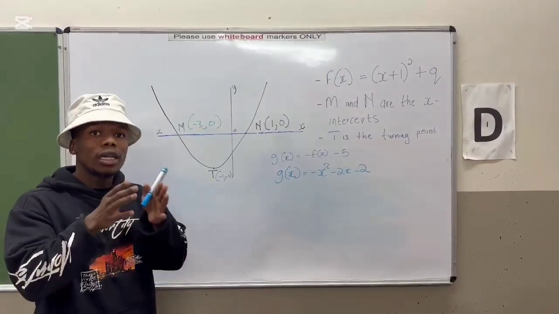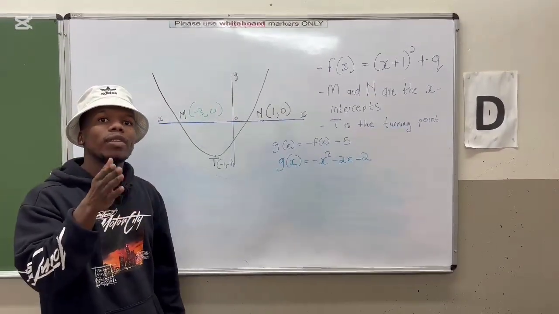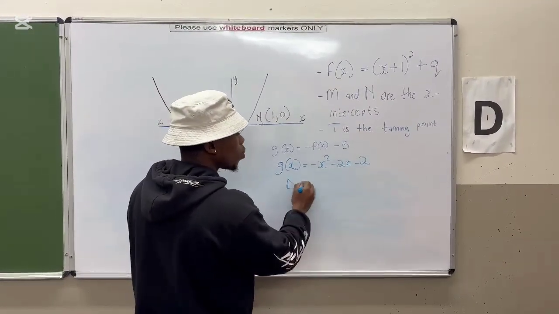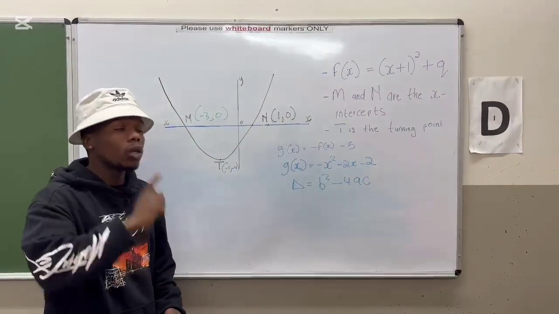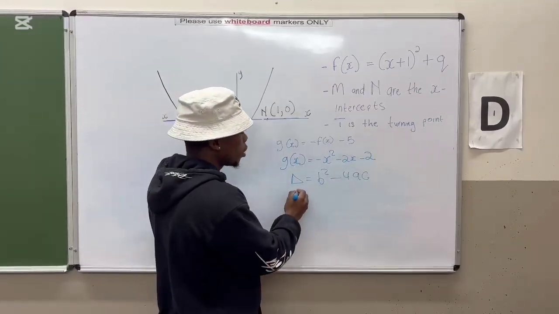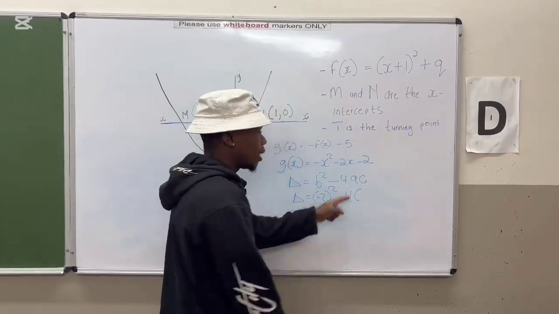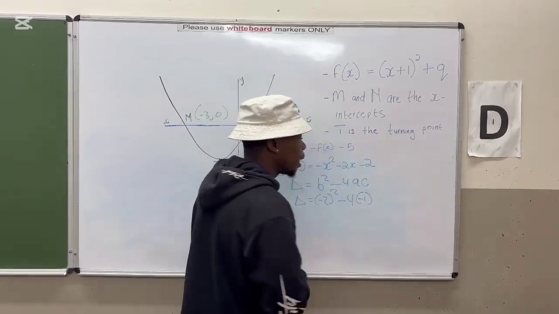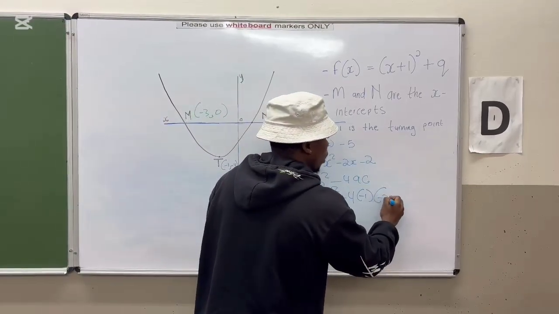Remember something, when we discuss the nature of the roots of a function, we need to calculate the value of the discriminant. My discriminant, delta, is equal to b squared minus 4ac. Now let's substitute our values. My b in this case is minus 2. This is going to be minus 2 squared minus 4. The value of a is minus 1, so I multiply by minus 1. The value of c is minus 2, so I multiply by minus 2.